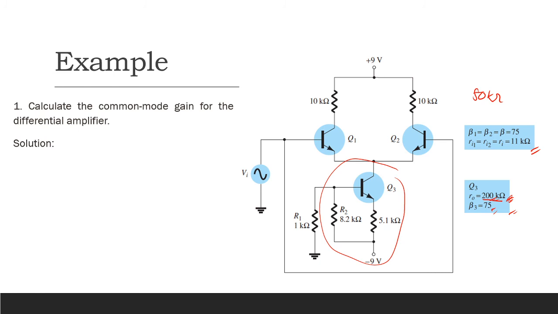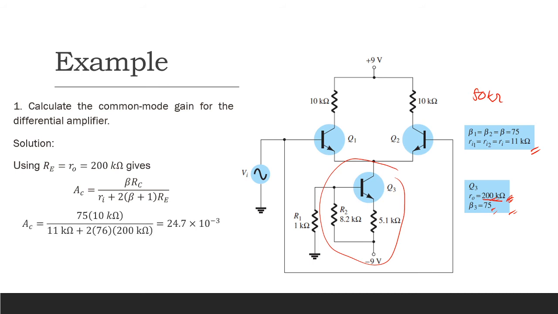So, proceed lang tayo with the solution. So, instead of using Re na ginagamit natin dati, ang Re natin is the equivalent resistance of the circuit below, of the constant current source, which is 200 kilohms. So, therefore, applying it to the formula of the common mode gain, we will have beta RC over R in plus 2 beta plus 1 RE, wherein RE is RO. So we will have 24.7 times 10 to the negative 3 as our gain.